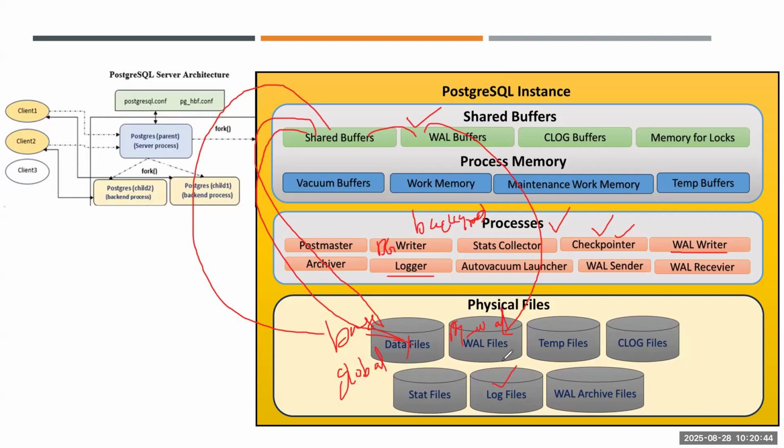Mostly we get confused about data files and log files. We think that log files mean change related information. No, it is not change related information. It is error log information. WAL files are nothing but change related information. Log files are nothing but the Postgres error log.